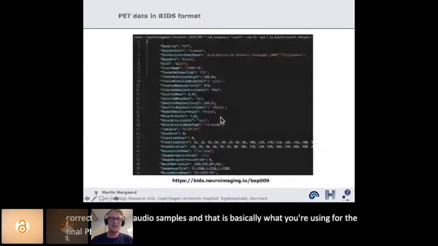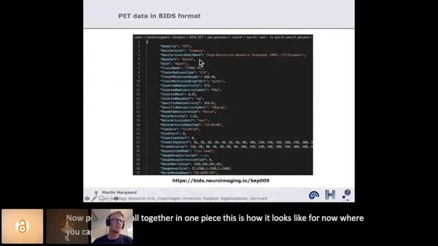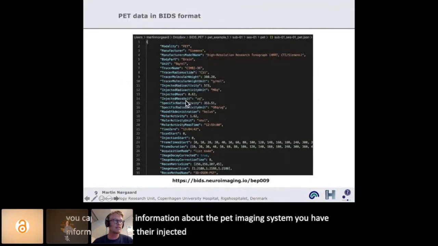Now, putting this all together in one piece, this is how it looks for now, where you capture some information about the PET imaging system. You have information about the injected radioactivity, injected mass, and so forth.